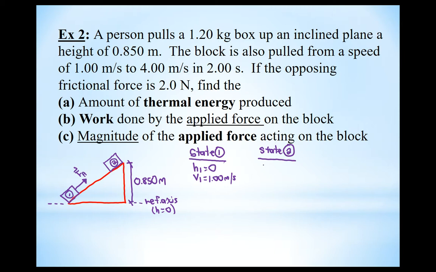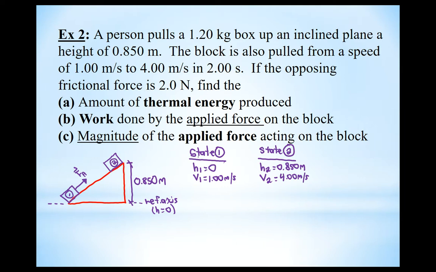Now let's go to state 2. At state 2, we know that the height of the incline, H2, is 0.850 meters. And then the speed at the top of the incline is 4.00 meters per second.